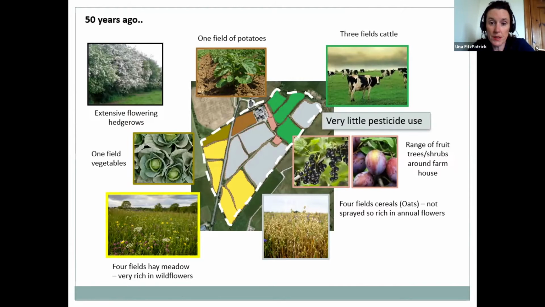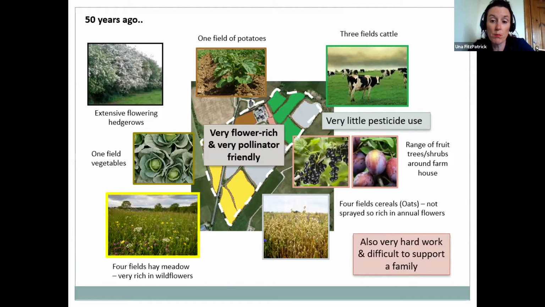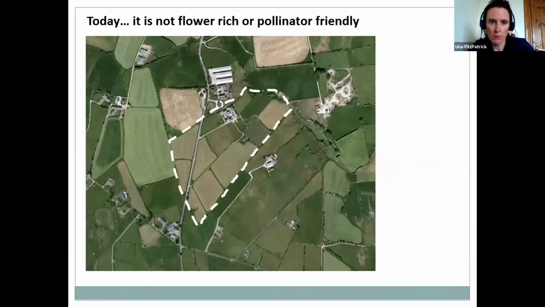So very little pesticide use, very flower rich and very pollinator friendly, but also hard work and difficult to support a family. So that's what it used to be like. If we look at it now, my mother's brother owns it. So today it's a beef farm, it's not flower rich and it's not pollinator friendly.